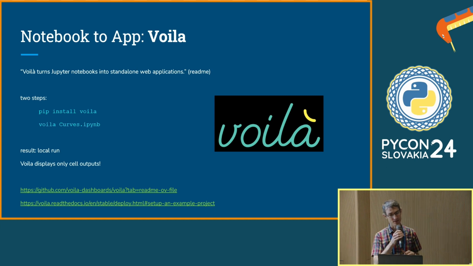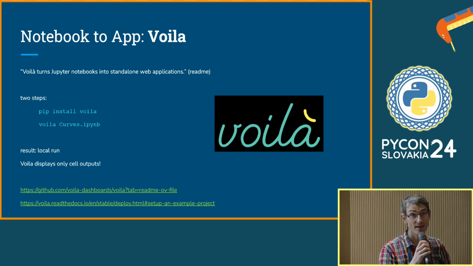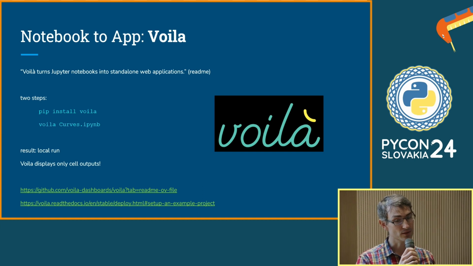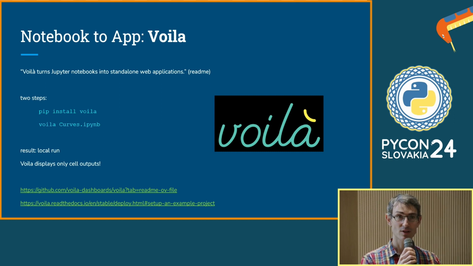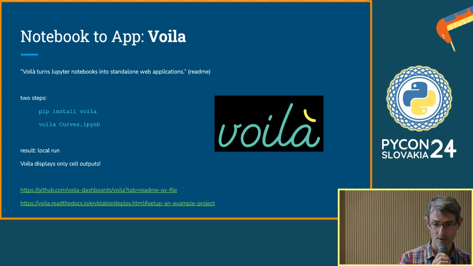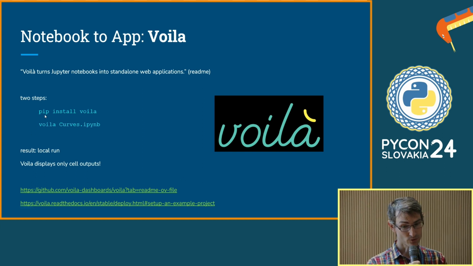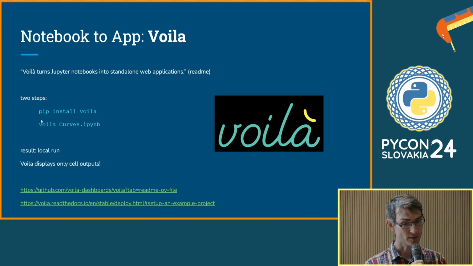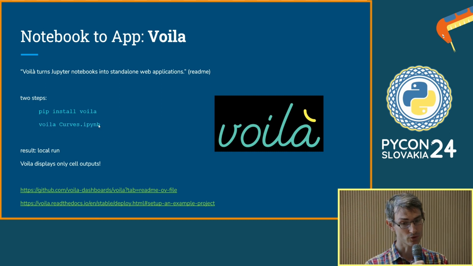Now the second thing is Voila. So once your notebook has these widgets, you still only have the notebook. And I will read this. Voila is a framework which turns Jupyter Notebooks into standalone web applications. Voila is the thing which takes your notebook and shows only the interactive parts of that. It's that simple. You basically install Voila by pip install voila, and then in the same terminal you call voila and the name of your notebook.